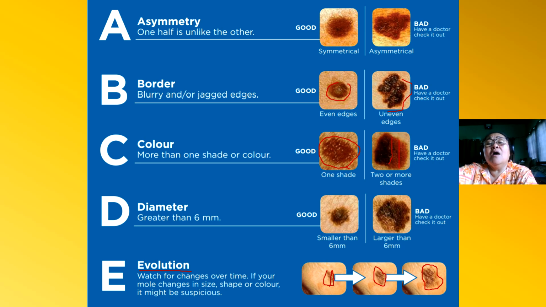It should be evaluated immediately. So this ABCDE rule is a simple screening guide, not a diagnosis. It helps us identify suspicious skin changes early so that people can seek medical evaluation. Early detection of melanoma greatly increases the chance of successful treatment.